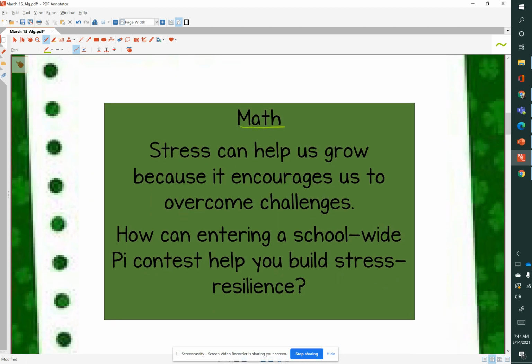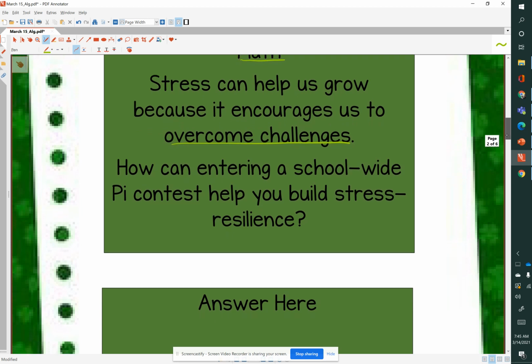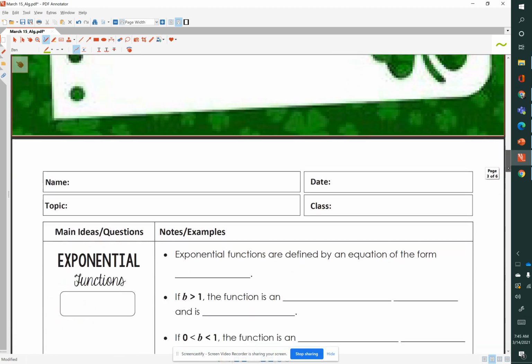Stress can help us grow because it encourages us to overcome challenges. How could entering a school-wide pie contest, which is what we have today, help you build stress resilience? And I truly believe that if you lean in, and I'm really big on leaning in, if you lean in and put yourself out there, that you can really grow and mature and learn to do even harder and harder things. But you've got to lean in to do it. So that's my thought on that.